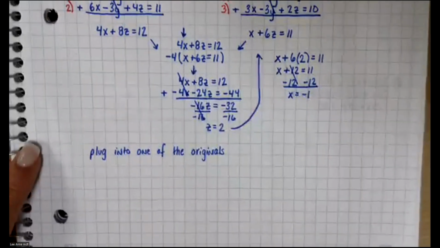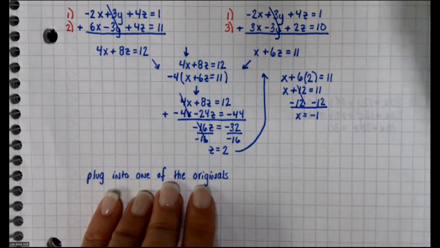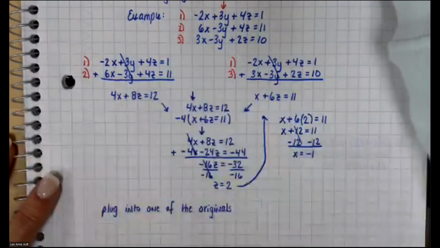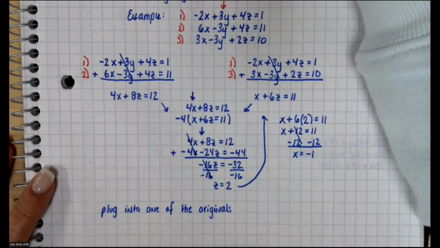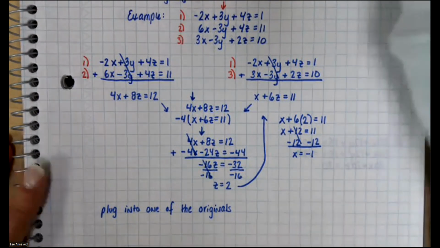Okay, we have one more step. We have Z, we have X. We still need to find Y. In order to do that, we have to plug back into one of the originals. Which original do you like best? 1, 2, or 3? It doesn't really matter, does it? Let's just do 1.